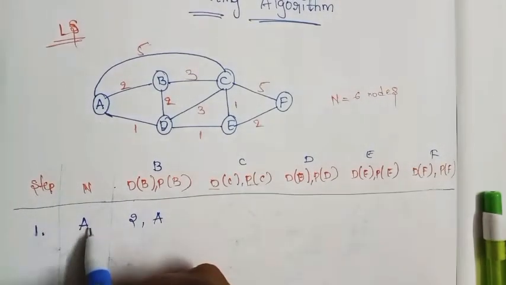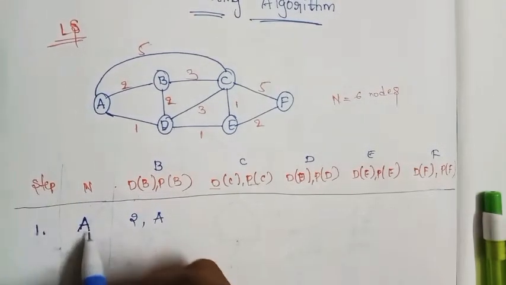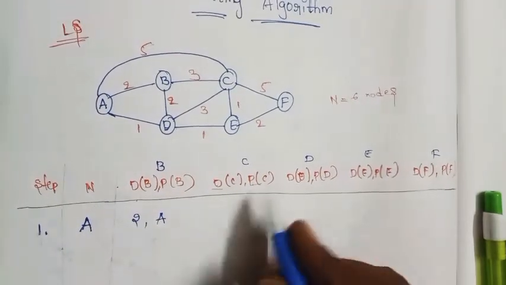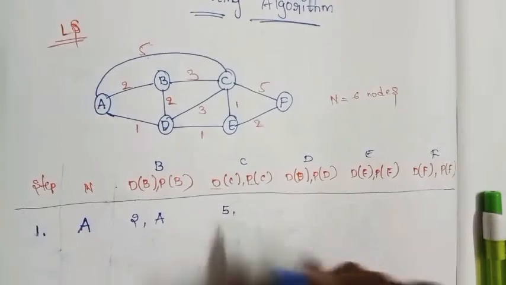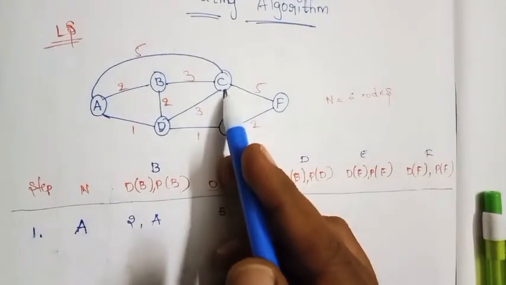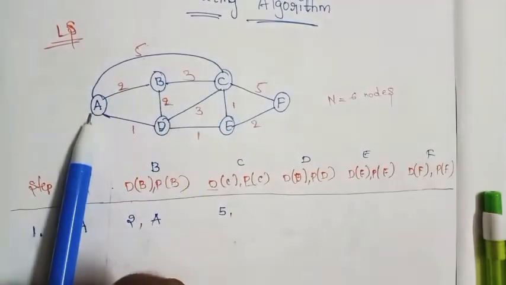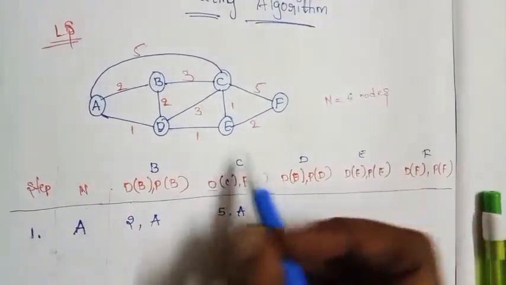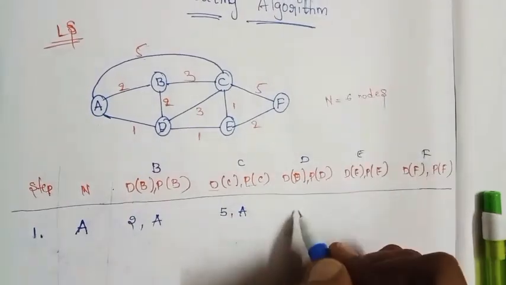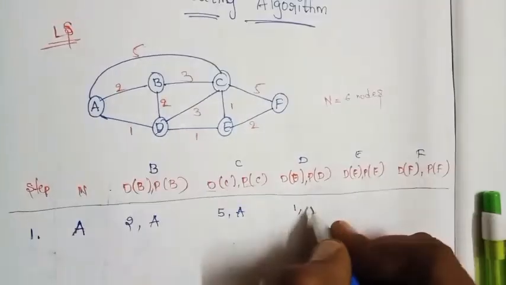First I took the A because A is the initial state. So I took the first node as A. Now from A to C we have 5, so the destination cost is 5. And what is the previous node of C? C is directly connected to A, so for C also the previous node is A. And for D it is 1 and the previous node is also A.